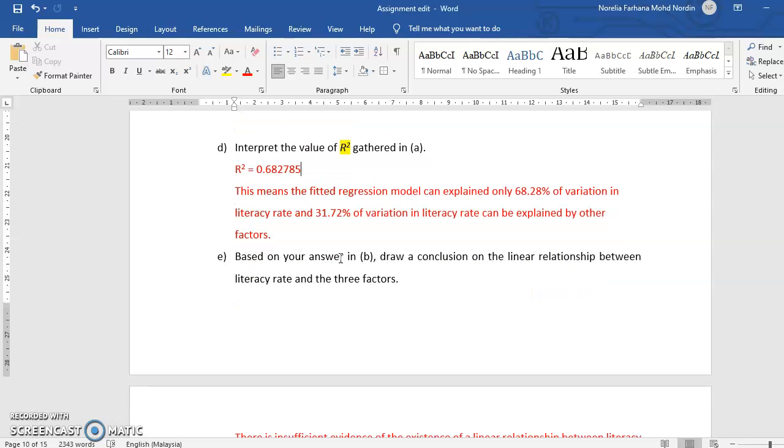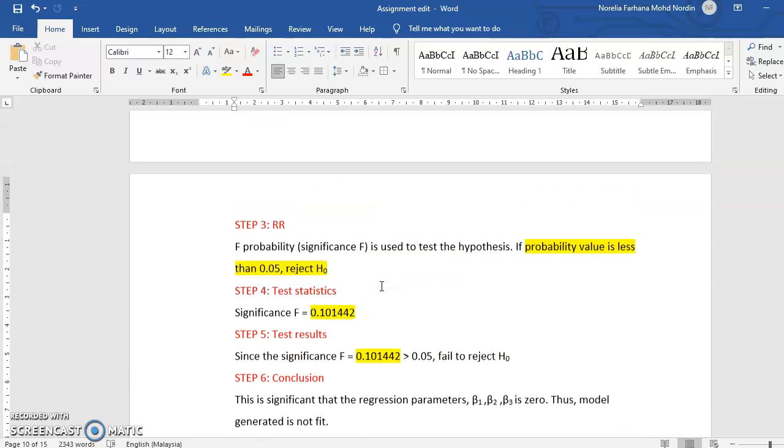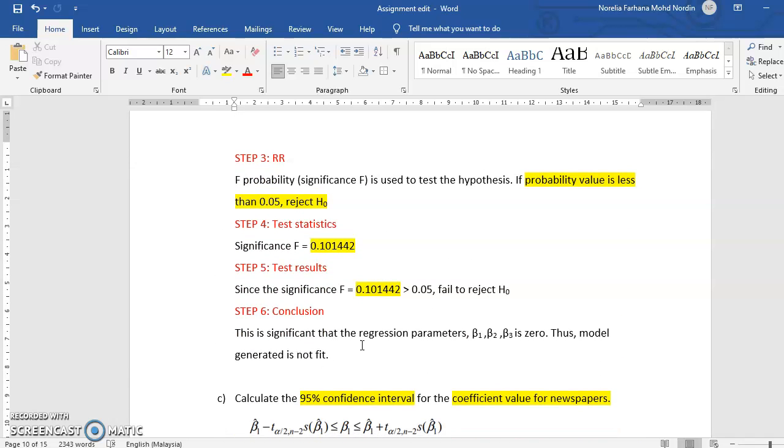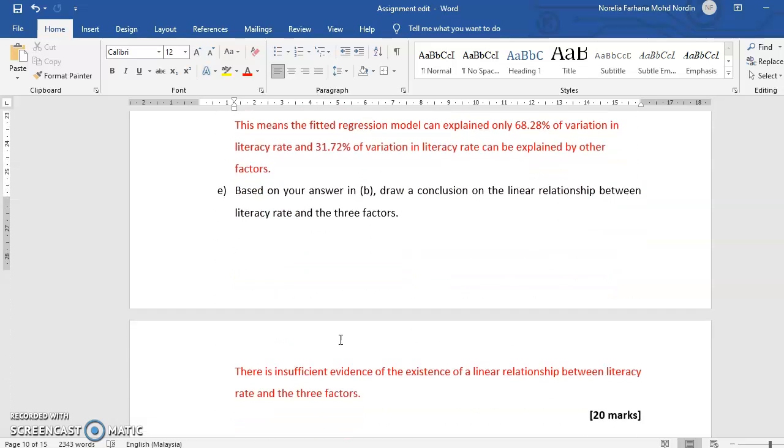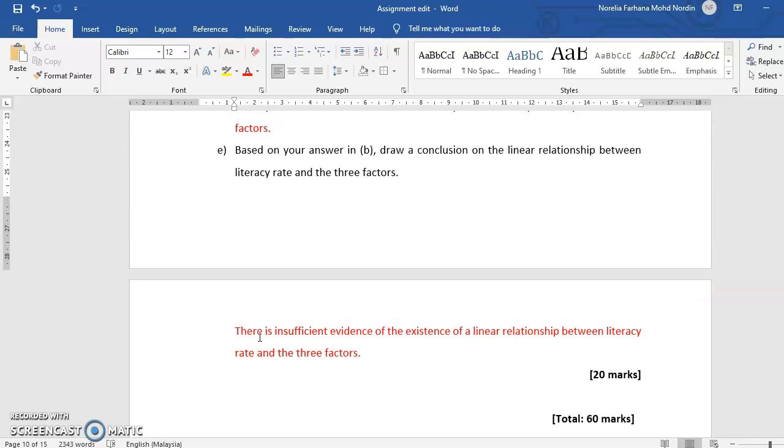Question E. Based on your answer in B, draw a conclusion on the linear relationship between literacy rate and the three factors. Okay, B. Okay, our conclusion is the model generated is not fit. So, conclusion here, there is insufficient evidence of the existence of a linear relationship between literacy rate and the three factors. Since all the beta values is equal to 0.